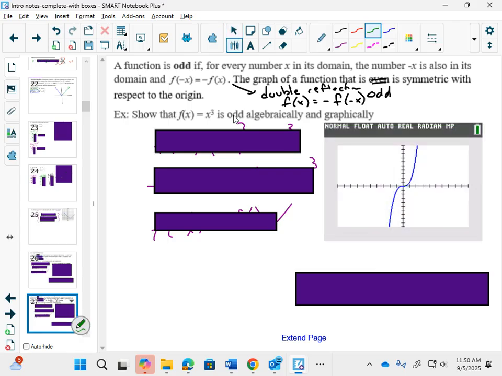If I take this half here, I can choose which reflection. If I reflect it left first, it becomes this. Then I reflect it down, and it matches up perfectly. It's going to be an odd function. If I take a point, go straight to the origin, and then take that same distance to the other side, and it matches up, that's what it means to be symmetric with respect to the origin.